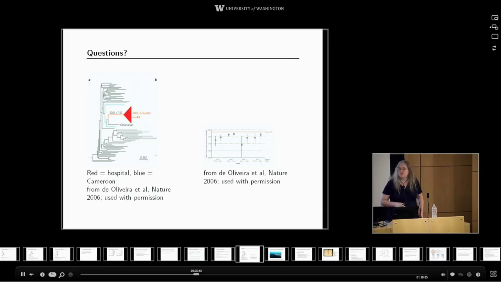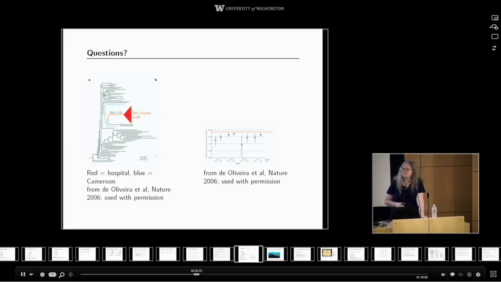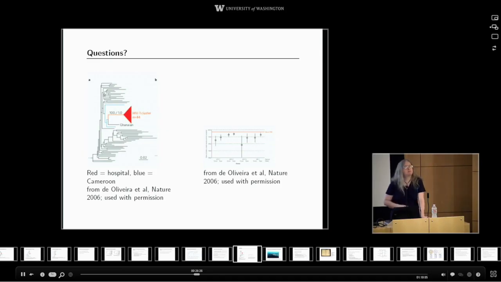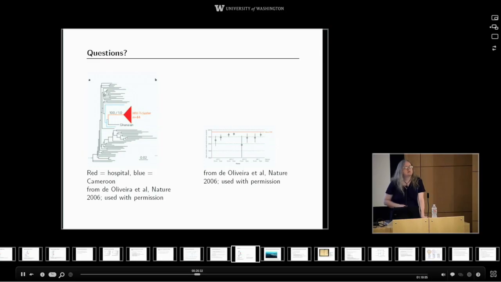So, questions on that part of the talk? Yeah. Would there have been a general outbreak, not just among children? So you'd have 400 children, but say 1,000 other people who also contracted HIV at the same time?